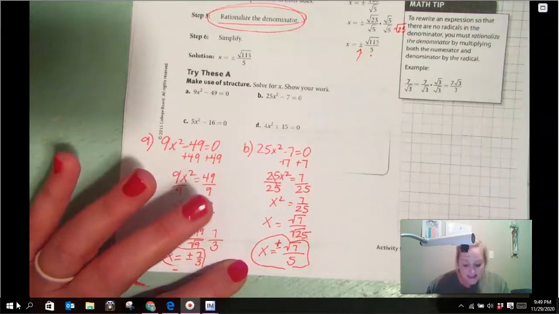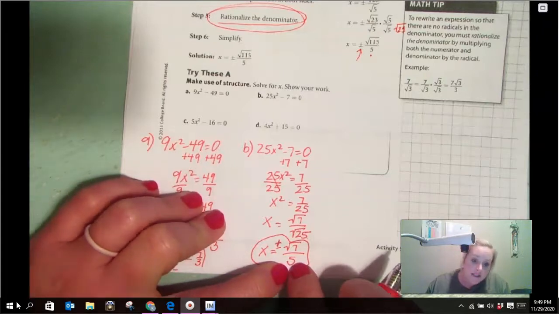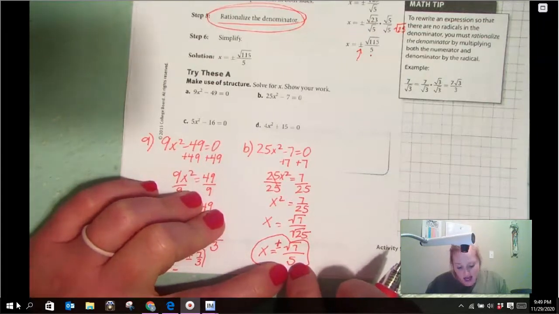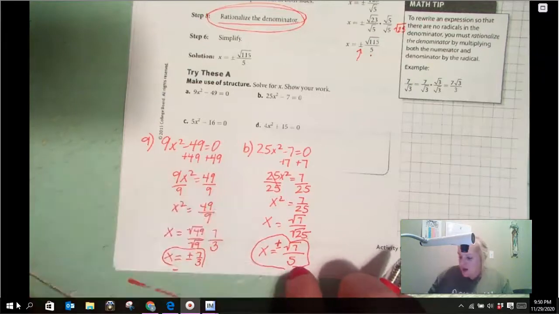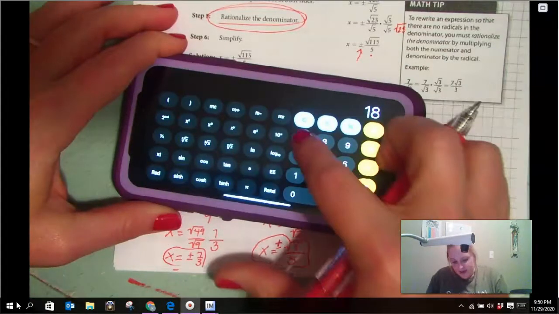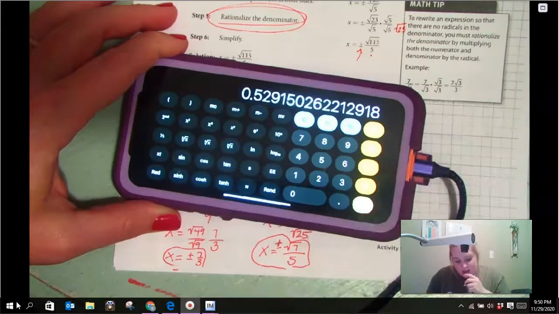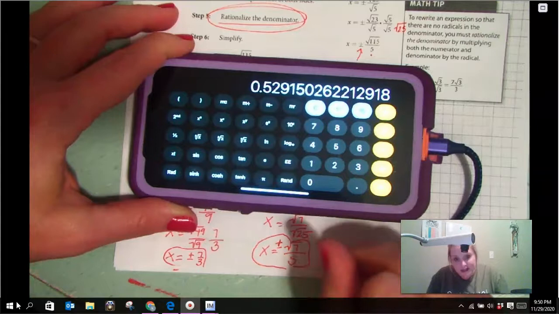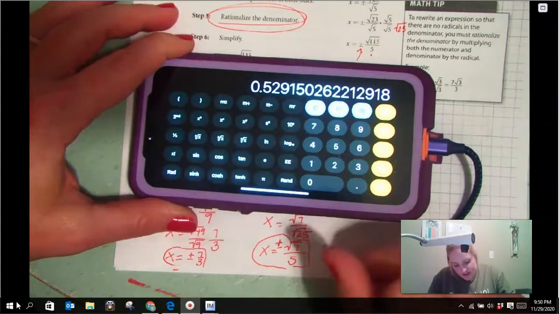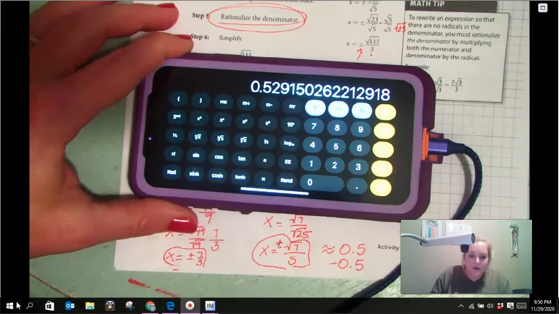So remember what we're doing, you guys, is we're finding out where this parabola is crossing the x-axis. This is crossing at 2 places, the positive side and the negative side, and we could make this a decimal. I don't know what that is, obviously, off the top of my head. Let me see if I can do that, though. We have 7, take the square root of that, divide by 5. So our answers are approximately positive 0.5 and negative 0.5.